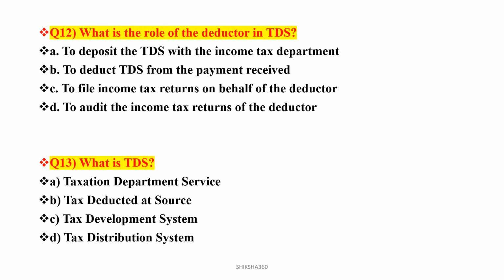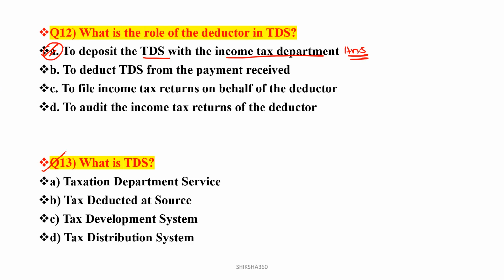So the role of the deductor is to deposit the TDS with the income tax department. What they have deducted, they have to deposit with the department. So option A will be the answer.